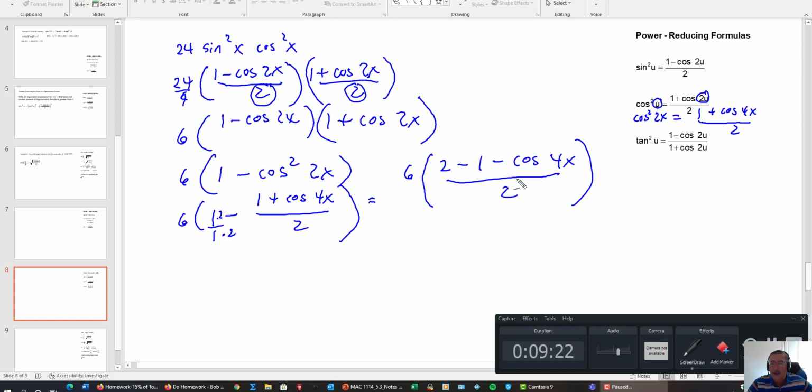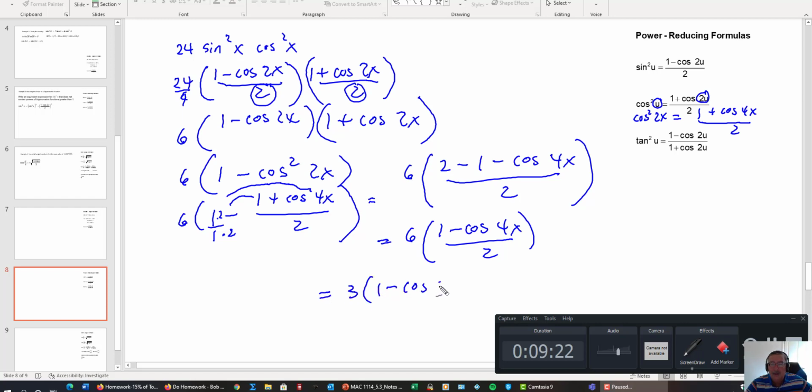And then I just went ahead and put that in the rest of it in the top. Watch the signs here. Notice this minus. So this will equal 6 times, well, I'll just go ahead and simplify. 1 minus the cosine of 4x over 2, and then 2 goes into 6, so you can write 3 times 1 minus the cosine of 4x, or distributing, 3 minus 3 cosine 4x.